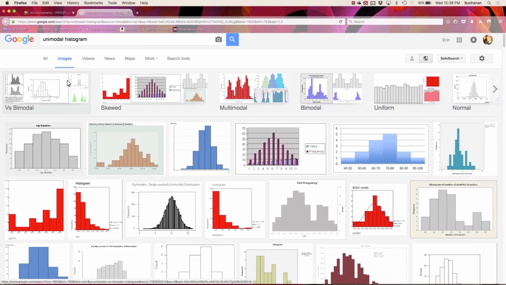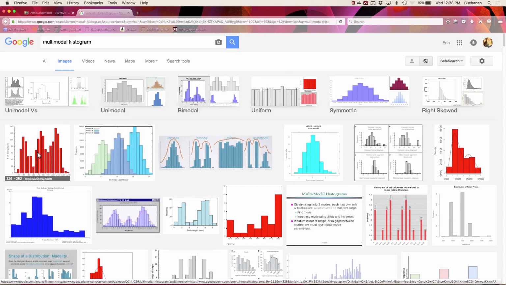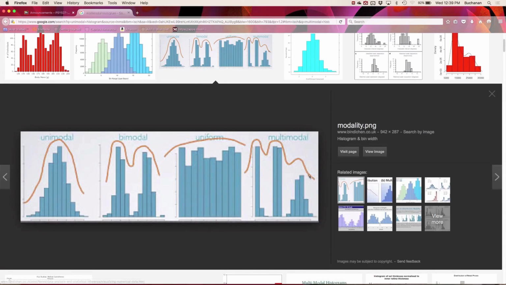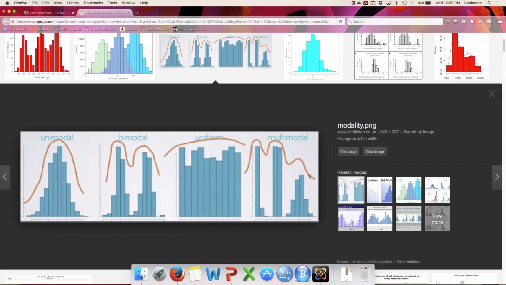Okay. So, unimodal histograms have one hump. Ta-da! Look how pretty it is. Multimodal histograms have more than two. Right, three here. Oh, here's a great one. And bimodal has two. So they don't have to be perfectly even.